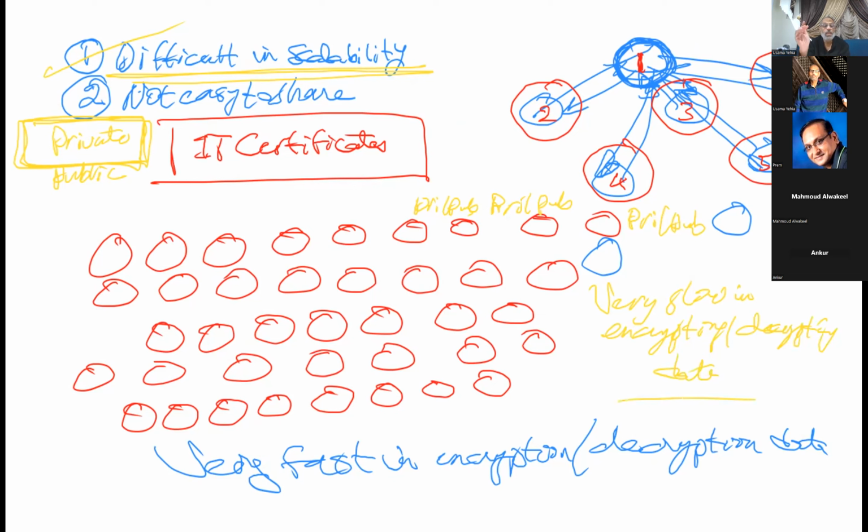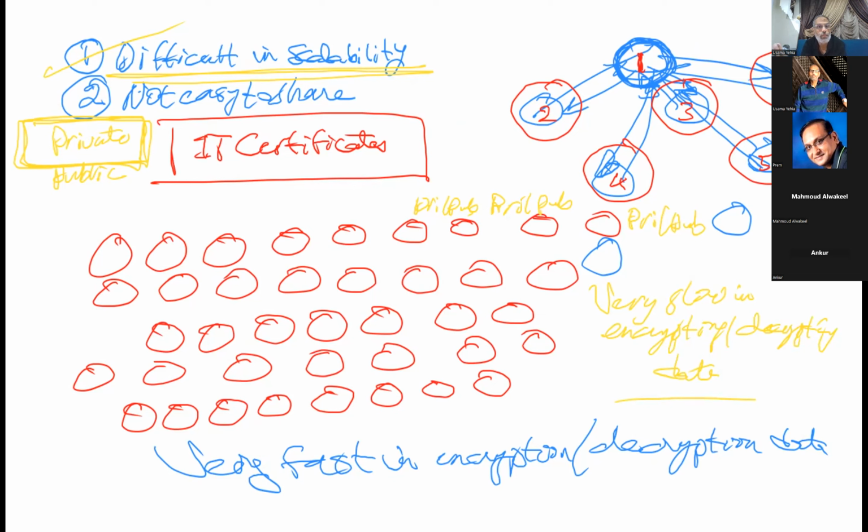Well, this means that the first one is the symmetric. It is very fast, but it is not scalable. It's not easy to share the keys and all that. The asymmetric is scalable and easy to share the public keys and all this stuff, but again, it is very slow. Then, what shall we do?